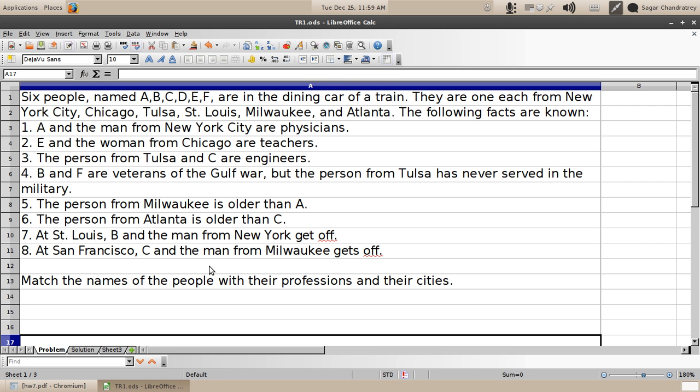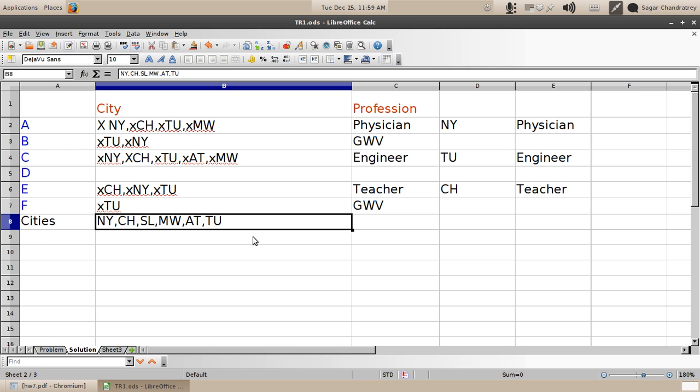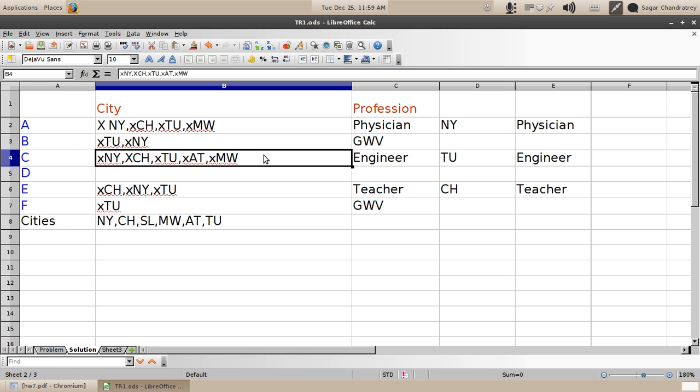Alright, so we have analyzed all these statements. Now let us start eliminating some of the cities and try to find out exactly which city each of these people belongs to. As you can see from this sheet, the maximum data that we have is for C. So C does not belong to New York, Chicago, Tulsa, Atlanta and Milwaukee. So the only city that C can belong to is St. Louis.